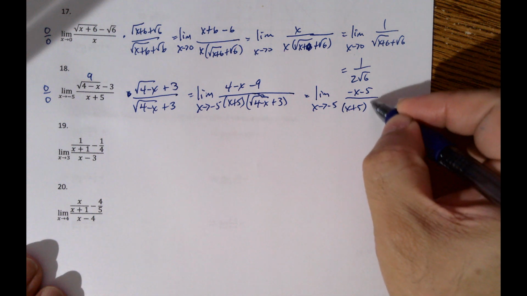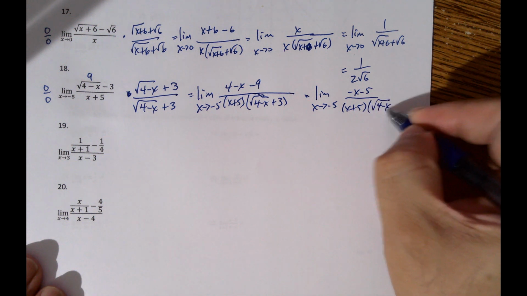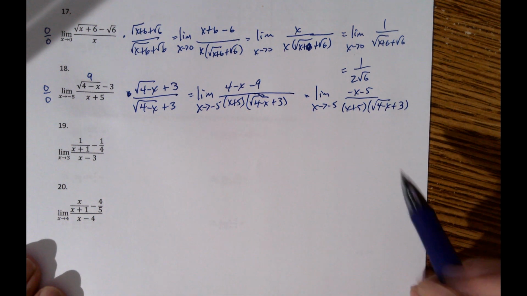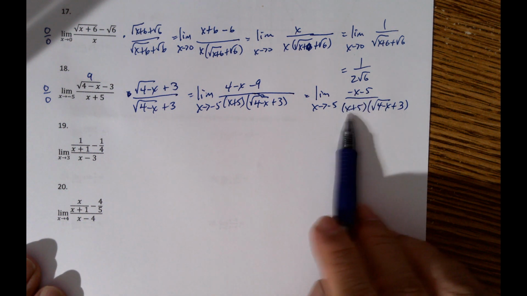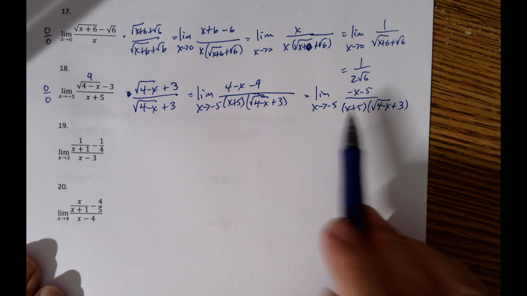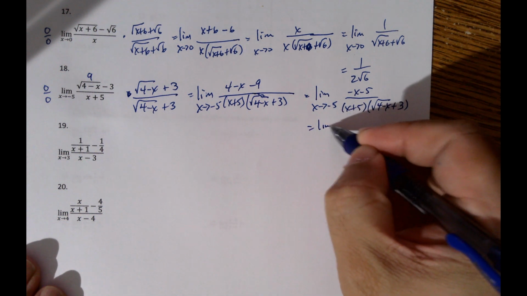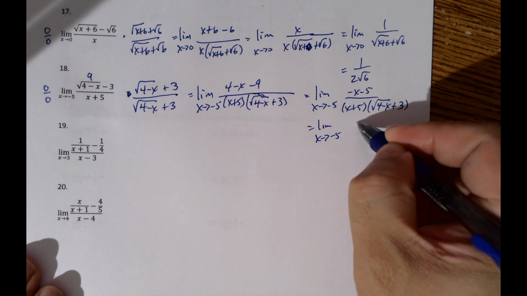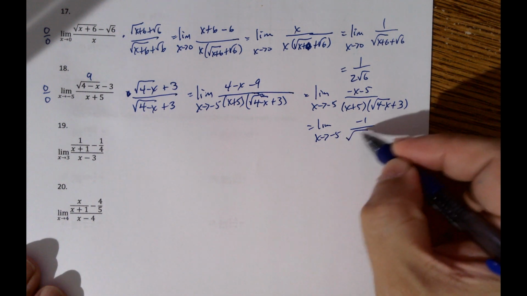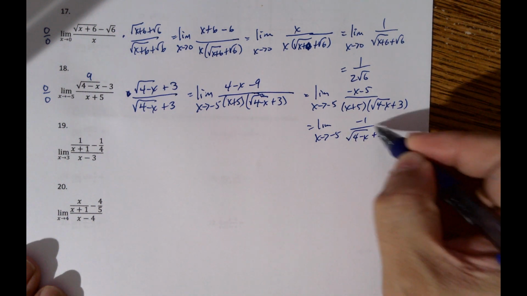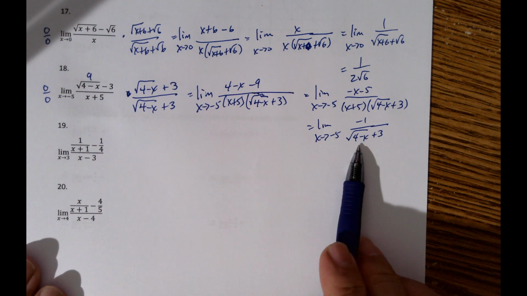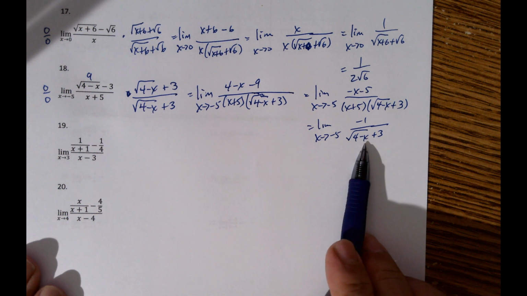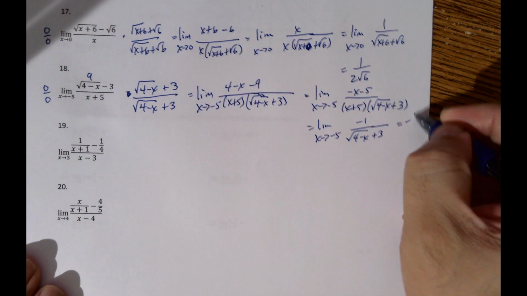Now, can you see that negative x minus 5 is the exact opposite of x plus 5? So when I reduce those two, all I'm left with is a negative 1 in the numerator. Now plug in a negative 5. 4 plus 5 is 9. So square root of 9 is 3. So that's going to give me negative 1/6.